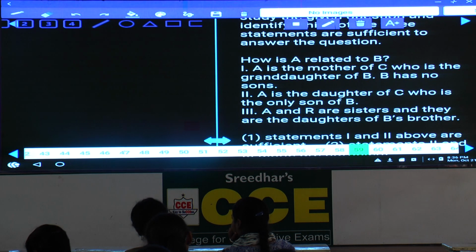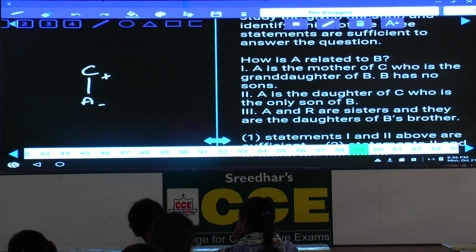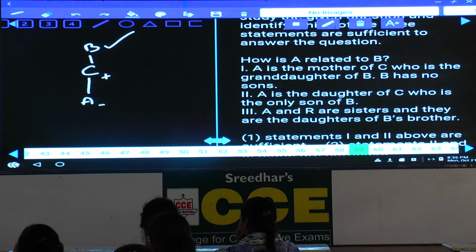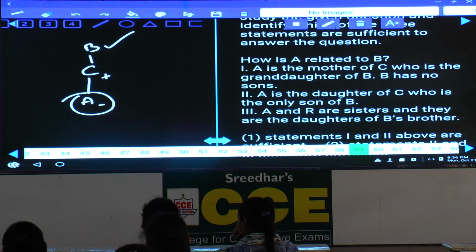Then 2 alone. A is the daughter of C. C is the only son of B. Now, how is A related to B? Do we know B's gender here? Are we getting the answer or not? Yes. Hence 2 alone is sufficient.